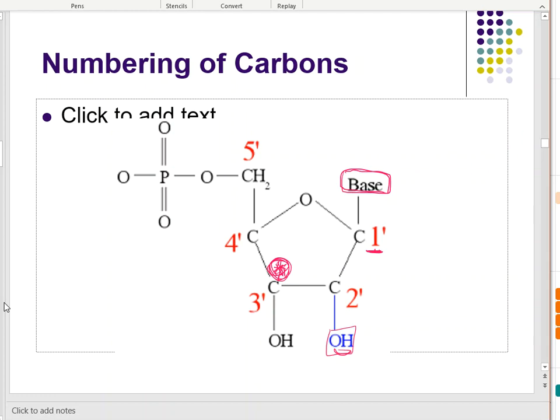So 4' will also be in the ring. And then 5', this was the longest carbon chain. It just doesn't happen to be in the ring. So 5' is going to be up here. All right, so those are the 2 carbons that are drastically important when DNA becomes assembled. 3' and 5'.